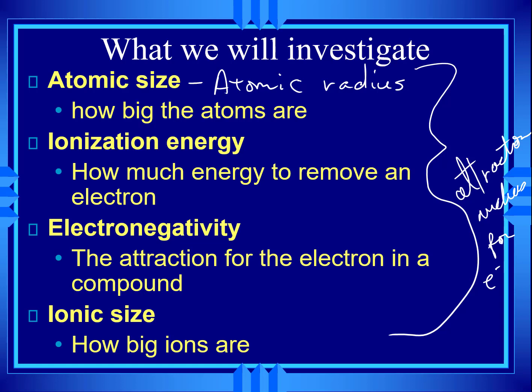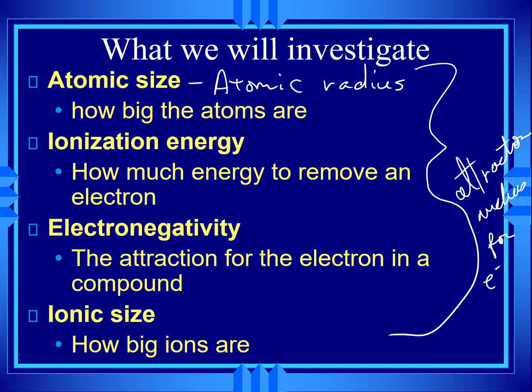Okay? And ionic size for the same reason. That nucleus is going to pull on the electrons. If it pulls a lot, the ion gets small. If it pulls just a little, the ion gets big. Because the more you pull, the closer it's going to be. Seem reasonable? These are all just about attraction between nucleus and electron.